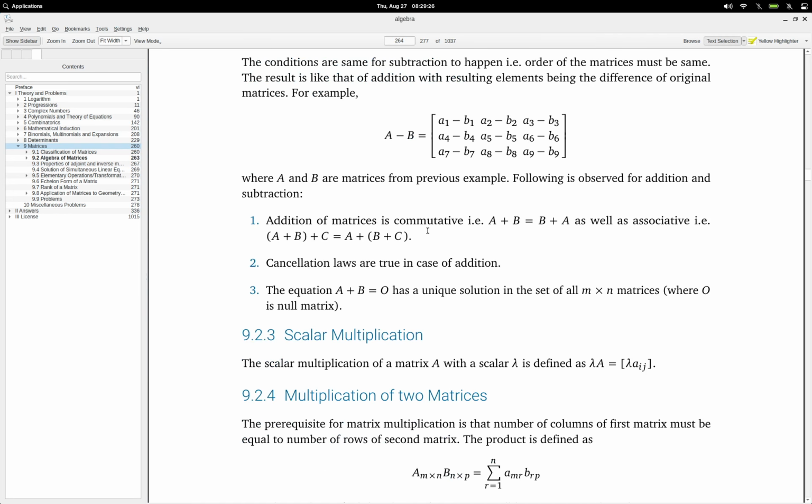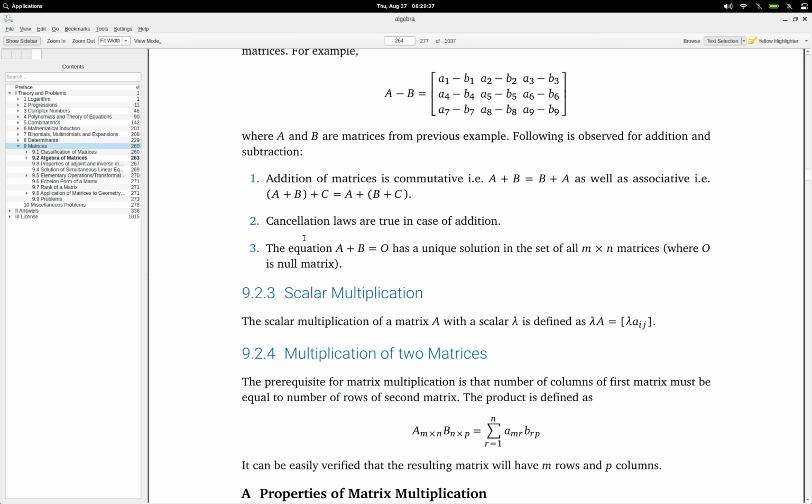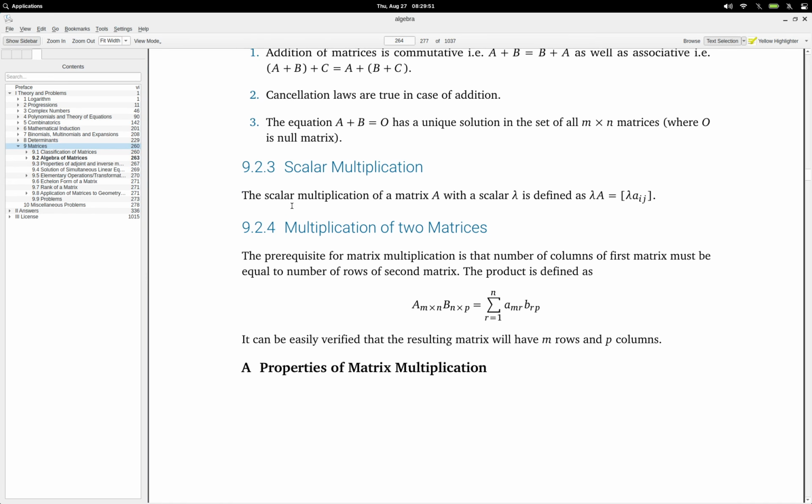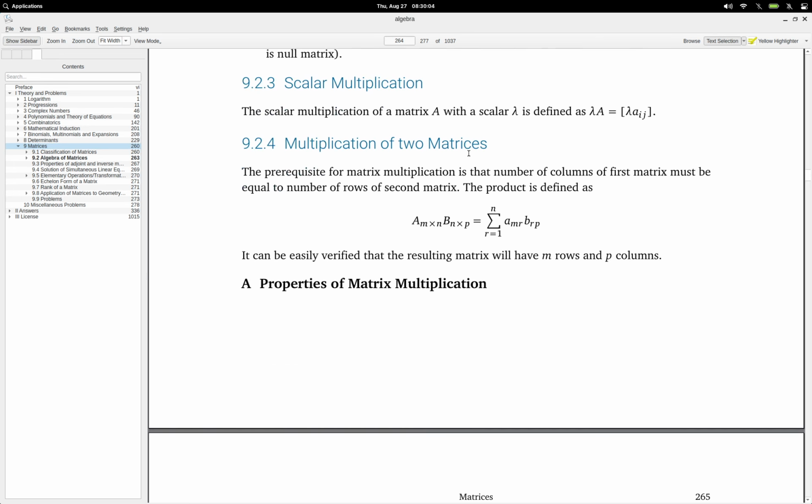Addition of matrices is commutative, that is A plus B is equal to B plus A, as well as associative, that is A plus B within brackets plus C is equal to A plus B plus C within brackets. Cancellation laws are true in case of addition. The equation A plus X is equal to O has a unique solution in the set of n by n matrices, where O is the null matrix. Scalar multiplication. The scalar multiplication of matrix A with the scalar lambda is defined as lambda A is equal to lambda times aij.